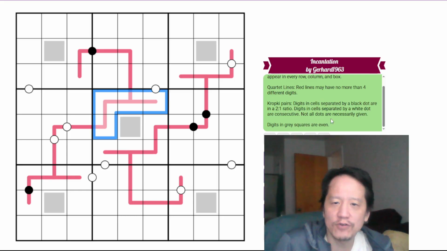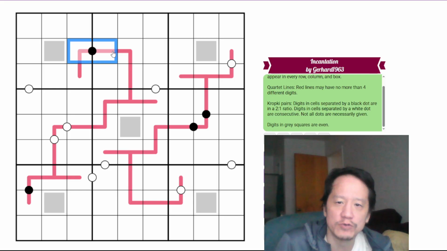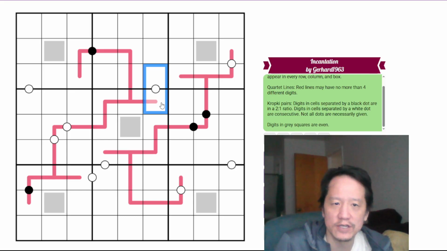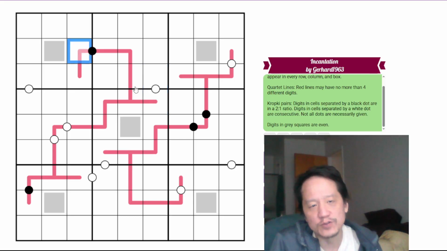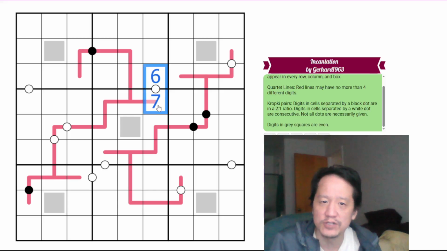We also have Kropki pairs, where digits in cells separated by a black dot are in a 2-to-1 ratio. Digits in cells separated by a white dot are consecutive. Not all dots are necessarily given. So, for example, if this were a 2, this would have to be a 1 or a 4 to maintain the 1-to-2 ratio. If this were a 6, this would have to be 5 or 7 to make sure that these digits are consecutive. And that's how Kropki pairs work.